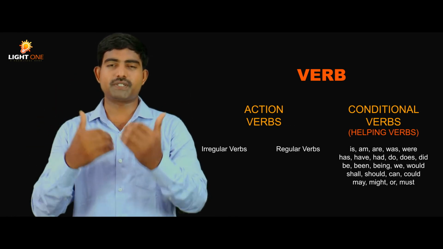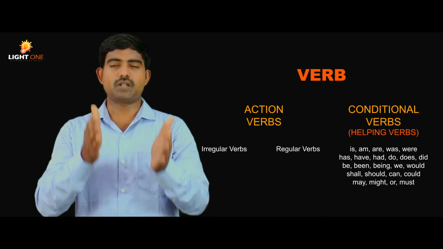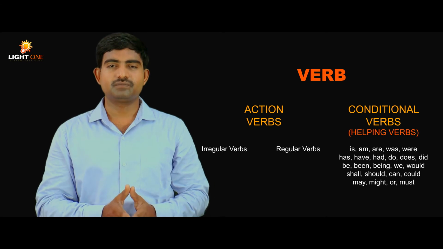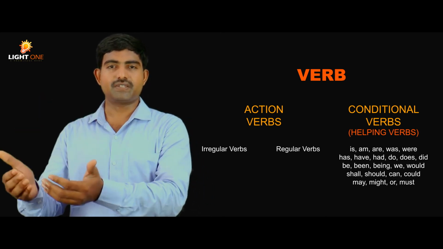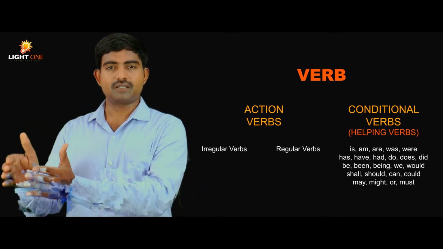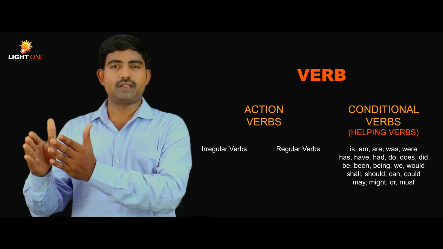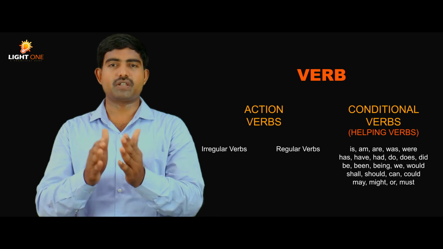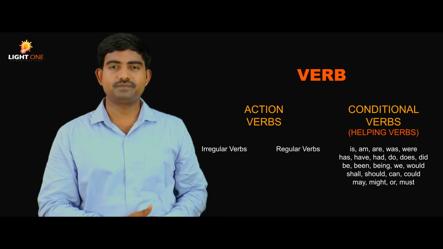And coming to weak verbs. Weak verbs means the conjugations are the same. For example, let, letting, hurt, hurting. So V1, V2, V3 are the same in nature. These kinds of verbs are called weak verbs.